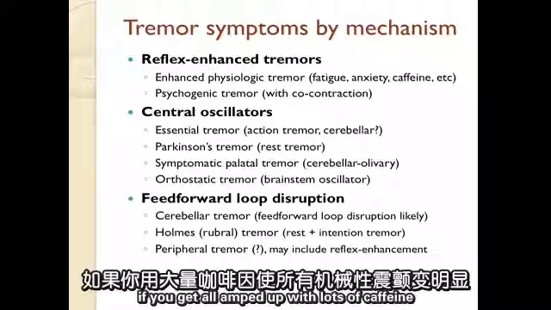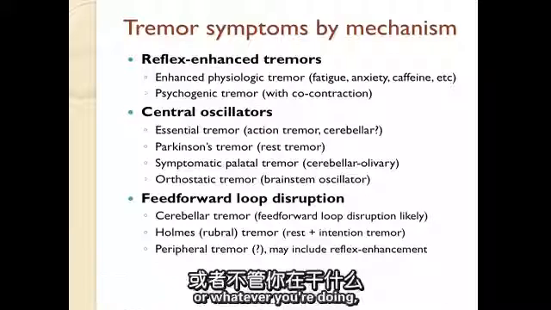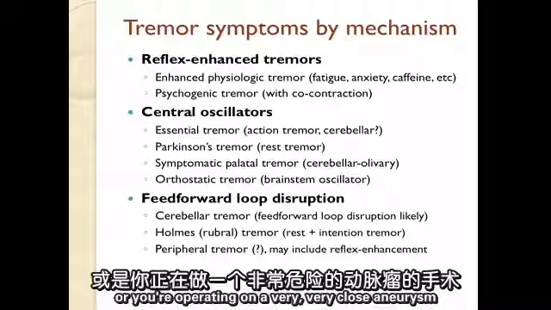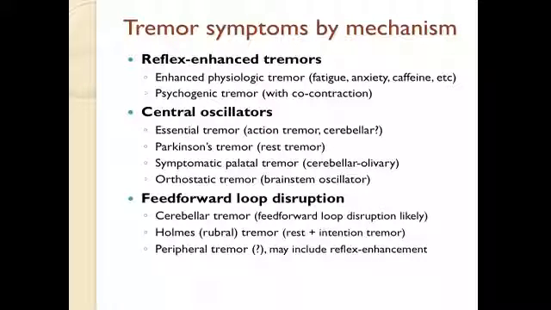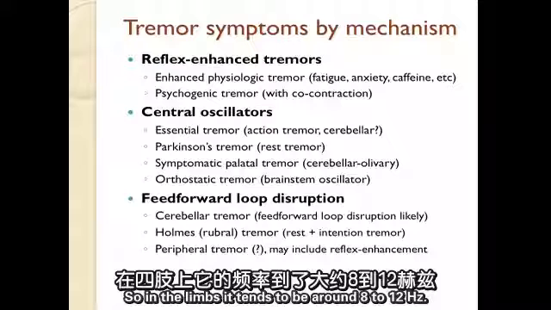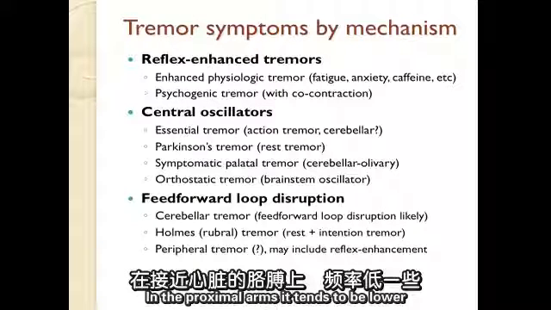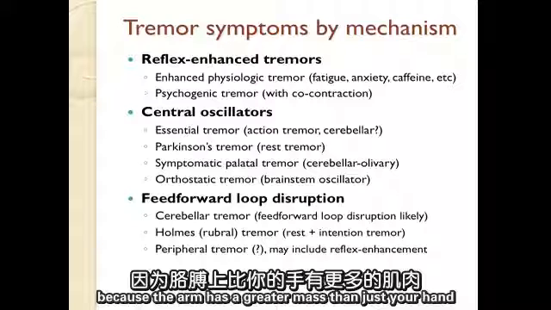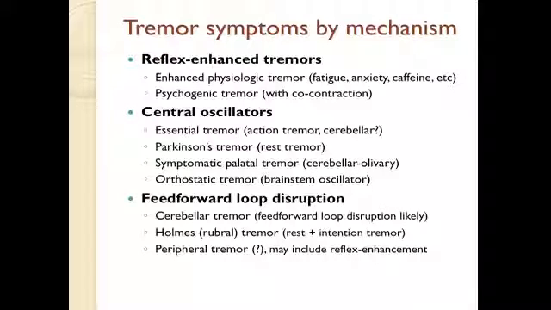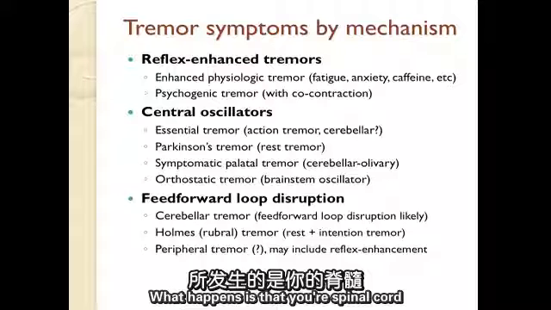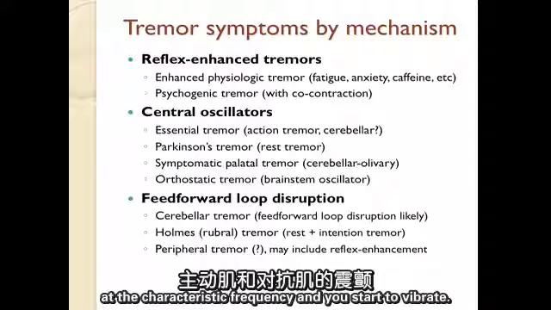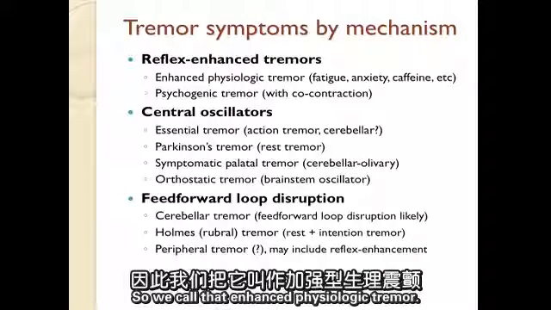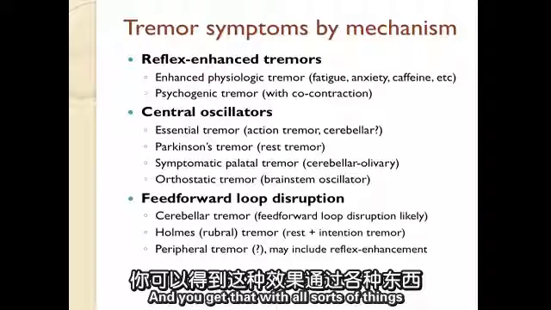What happens is if you get all amped up with lots of caffeine, or you're giving a talk in front of neurosurgeons, or you're operating on a very, very close aneurysm, you can enhance your mechanical tremor, and it enhances at that characteristic frequency. So in the limbs, that tends to be around 8 to 12 hertz. In the proximal arms, it tends to be lower because the arm has a greater mass than just your hand, and that comes out around 4 to 6 hertz. What happens is that your spinal cord starts to reinforce the agonist-antagonist muscles at that characteristic frequency, and you start to vibrate. So we call that enhanced physiologic tremor. And you get that with all sorts of things, including drugs.